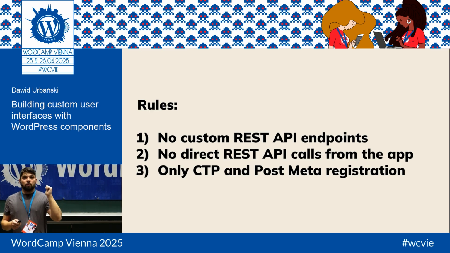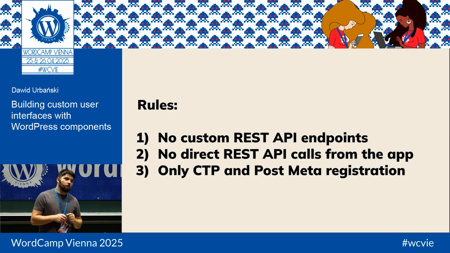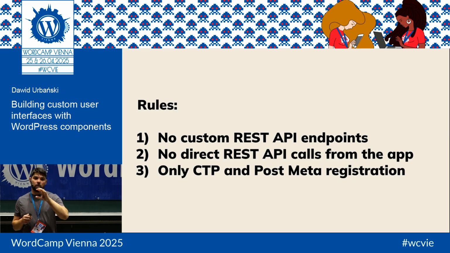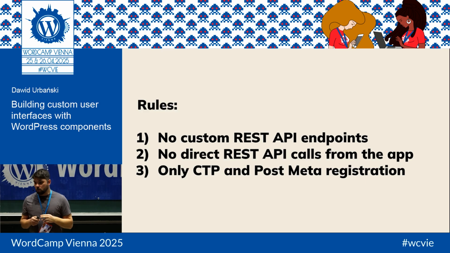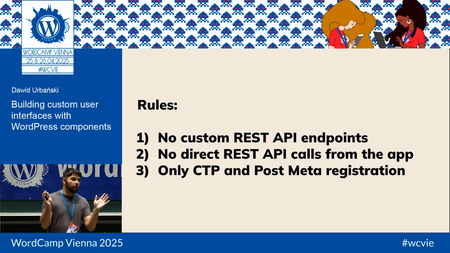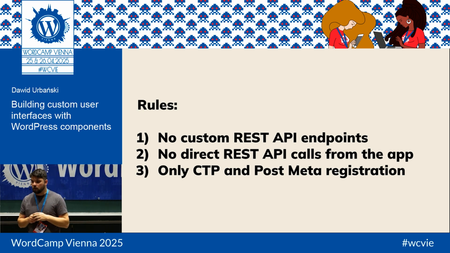I don't want to do any direct REST API calls. I don't want to have, hey, give me all the to-do items. I want WordPress to do it for me behind the scenes without me doing any more additional work. I just want to register custom post type. I want to register some post meta. That's it. I don't want to do anything else.